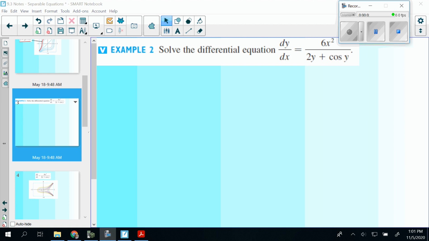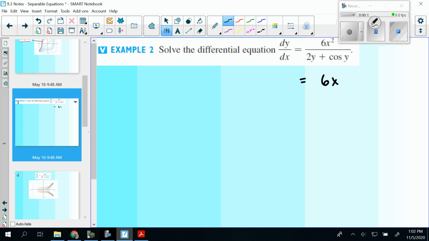All right, our next one here, they want us to solve this differential equation. So same thing, we want to separate first. So we want to get all the x stuff to one side, all the y stuff to another side. So if we do that, we multiply the dx over to this side. On the other side, we'd multiply that denominator over, and we get (2y plus cosine y) dy.